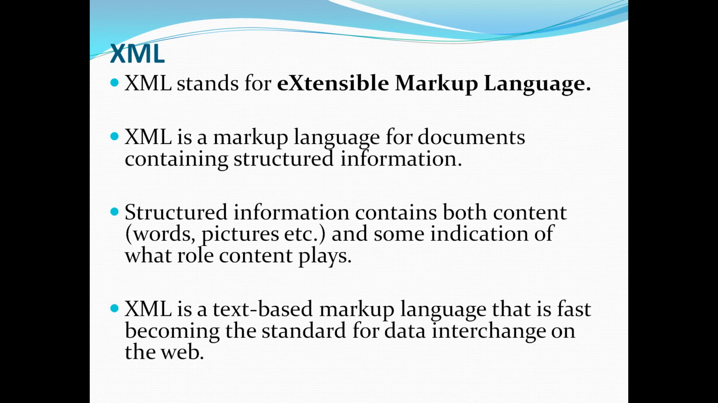So it mainly contains the information in the form of contents. The content may be words, pictures, anything. It also contains the role the content plays. What is the role of the particular content? That is also explained in the case of XML. XML is a text-based markup language that is fast becoming the standard for data interchange on the web. Since it is a text-based markup, it is easy to interchange the data on the web. That is the main advantage of XML.